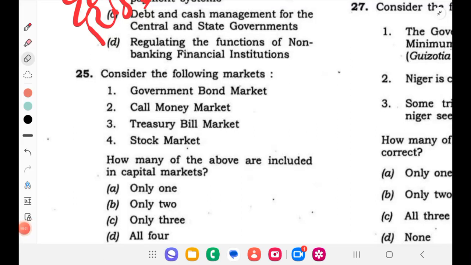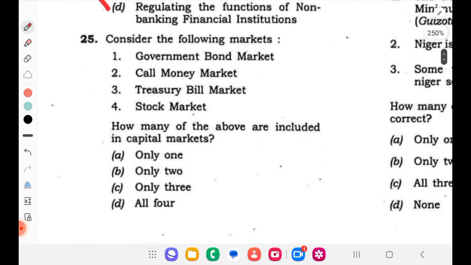Today we are starting with 25th question. Consider the following markets: government bond market, call money market, treasury bill market, stock market. So how many of the above are included in capital market? So they are asking a question on capital market.